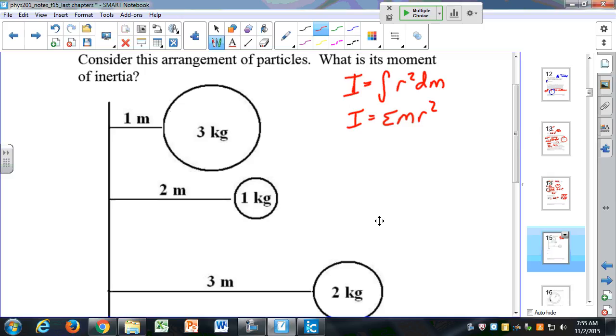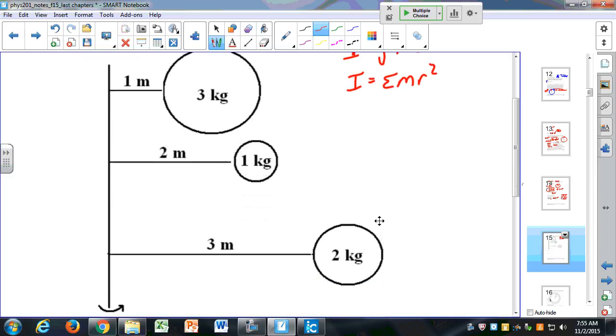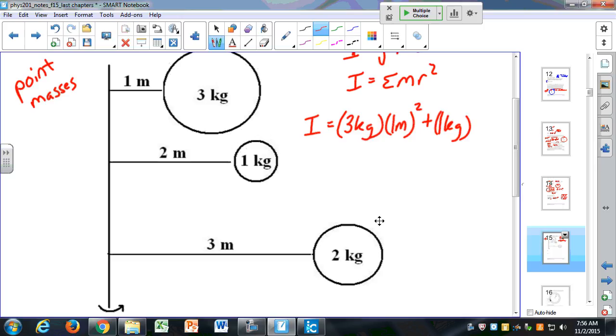So here I have a set of discrete particles. We consider these to be point masses. I know they're drawn kind of big, but that's just to show that they have different masses. If I want to find the moment of inertia, I find mr squared for each one. It will be the sum of mr squared. That's going to be 3 kilograms times 1 meter squared, plus 1 kilogram times 2 meters squared, plus 2 kilograms times 3 meters squared.